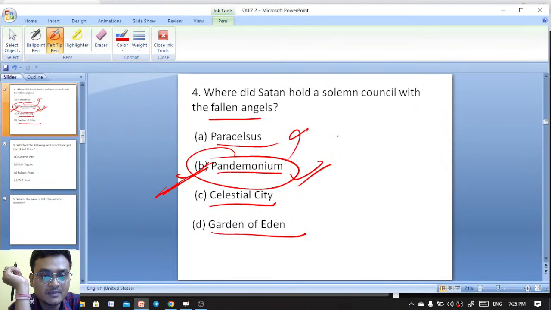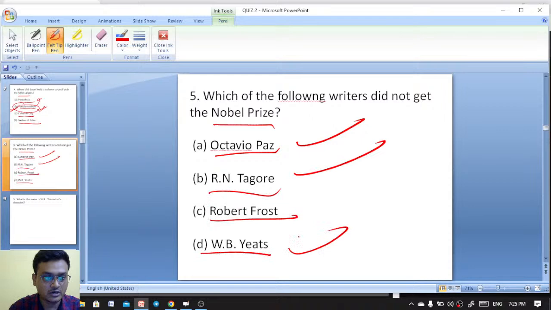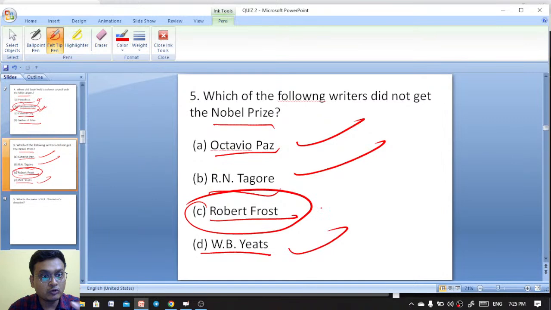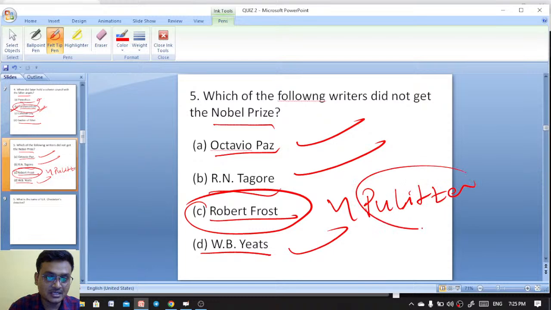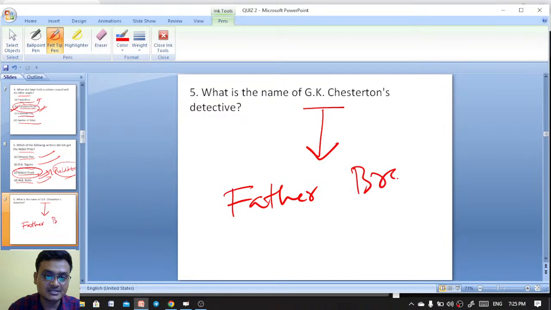Which of the following writers did not get the Nobel Prize? Octavio Paz got the Nobel Prize, R. L. Taylor got it, William Butler Yeats got it. But Robert Frost did not get a Nobel Prize, though the Pulitzer Prize was awarded to him four times. Next question: what is the name of G. K. Chesterton's detective? Father Brown is G. K. Chesterton's detective.